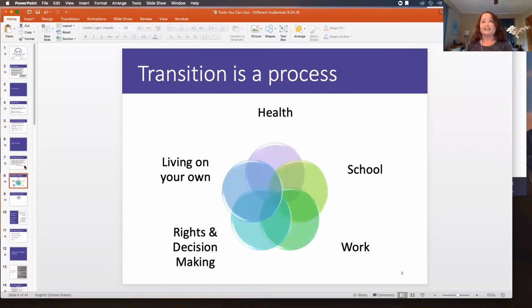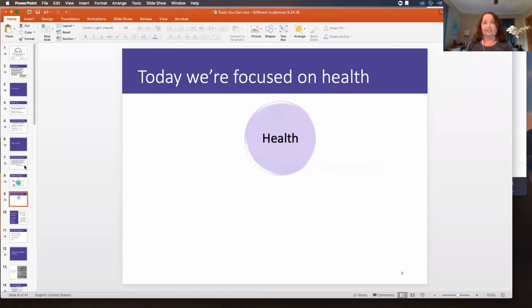So we recognize that transition is a process and it includes a lot of different things, but the area that we're going to be focusing on today is health.